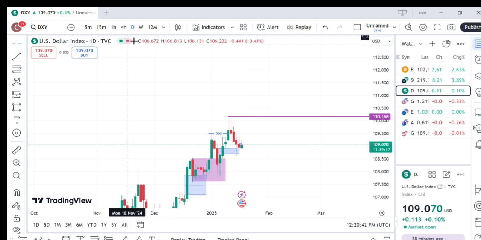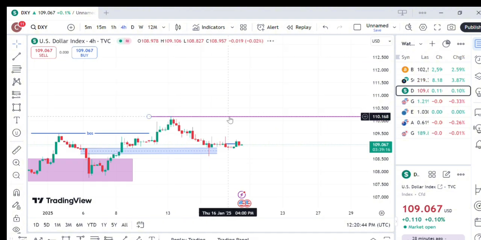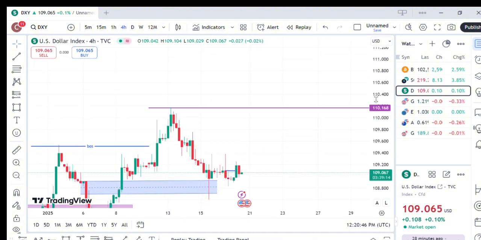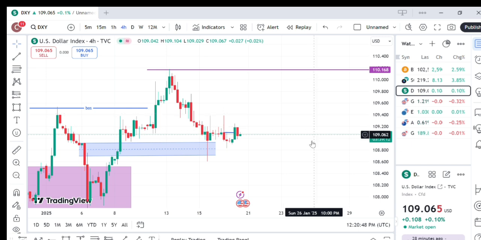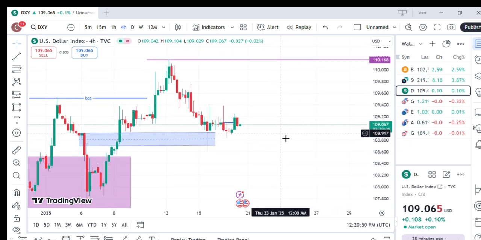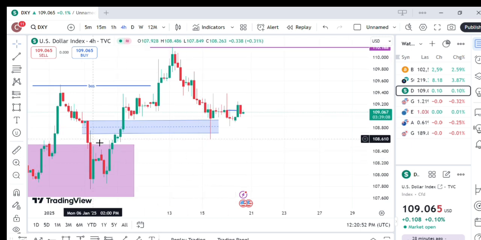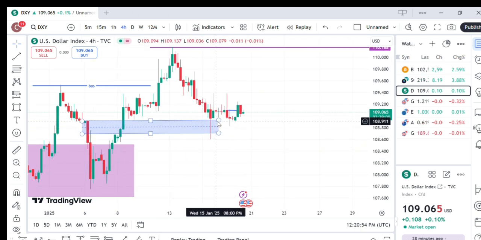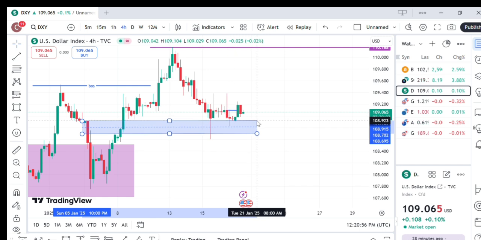So now we can go to the 4-hour time frame as well. We can also still mark our points of interest where we want price to trade into. We already did that on the daily time frame. Now we can see this fair value gap here that price traded into, right? Price traded into this point.